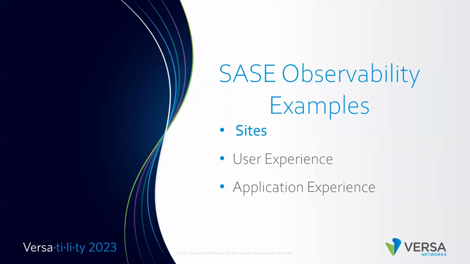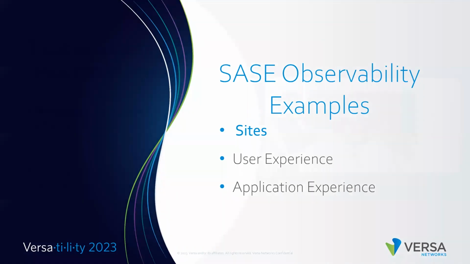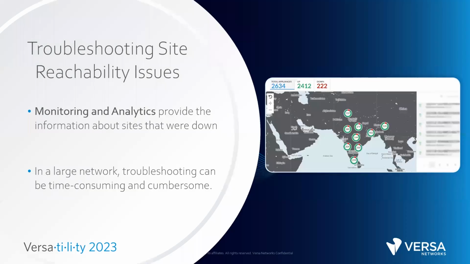Now let's look at some important observability use cases. The first use case is troubleshooting site reachability issues.